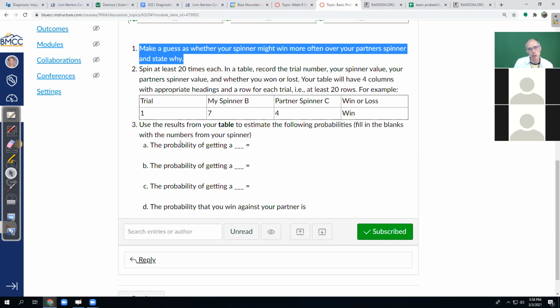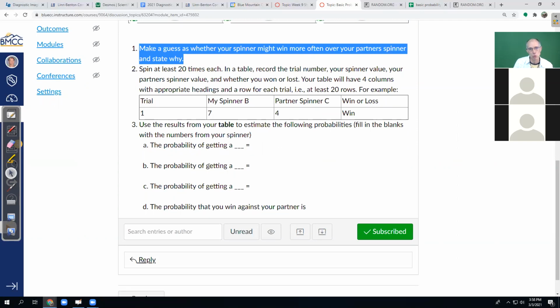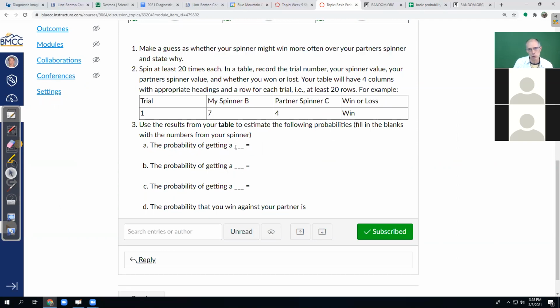And then for your spinner, like if I said I was picking spinner B, so 2, 6, and 7, based on my 20 spins, what's the probability of getting a 2? What's the probability of getting a 6? What's the probability of getting a 7? And then what's the probability I won against my partner? And I would just look at the 20 things and count how many times I won. And that's what you'll submit.